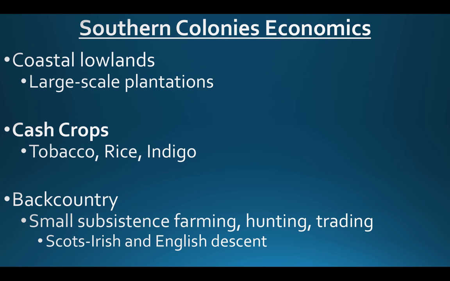But getting away from these large-scale plantations, you're also going to have members of society that are in what's called the backcountry. And in the backcountry, these people are really more fending for themselves. It's going to be small subsistence farming, all by themselves. They're going to rely on hunting and trading with the other small amounts of people out in the west, in the Shenandoah Valley, and also in the more mountainous regions of Appalachia.